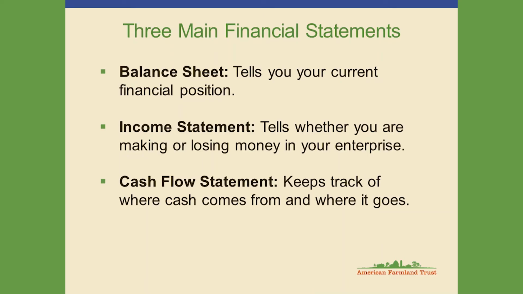So the three main financial statements are, just to review, the balance sheet tells you your current financial position, or your financial address, if you will, where you sit at a place in time, your assets minus your liabilities. The income statement tells you whether you're making or losing money in your enterprise. It covers the money that your business has earned, less the money that your business has spent or encumbered in expenses. And then the difference is your net profit or your net loss. And the cash flow statement keeps track of where cash comes from and where it goes. It's basically like your checkbook balance, or your cash position over time.